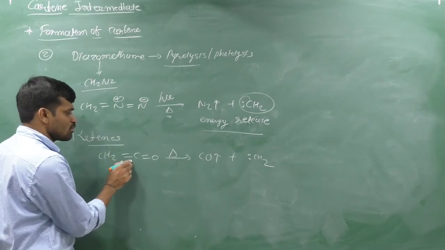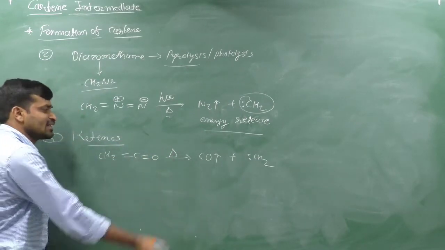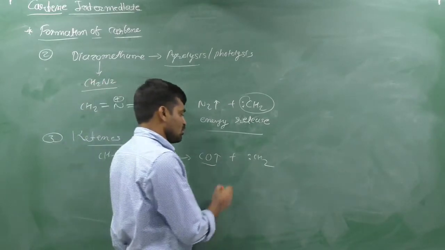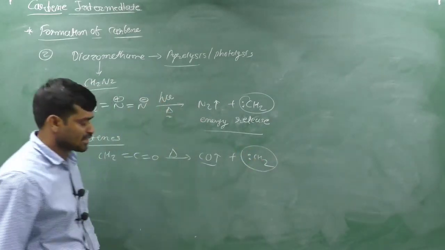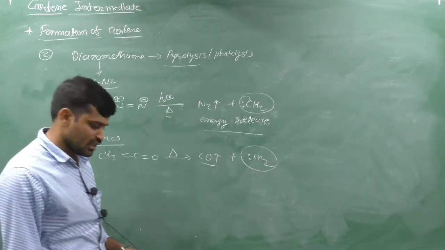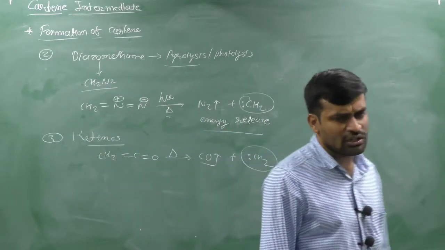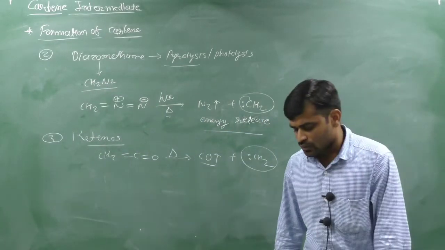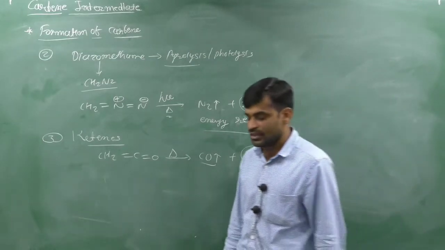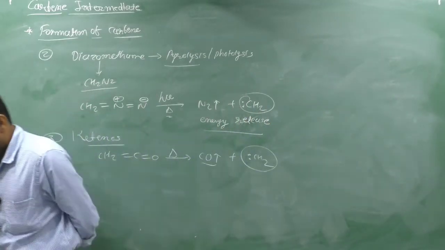And the last one is from ketene. Ketene means CH2 double bond C double bond O. If you heat it, it releases CO, carbon monoxide, and carbene, singlet carbene CH2. Clear? Methylene carbene.